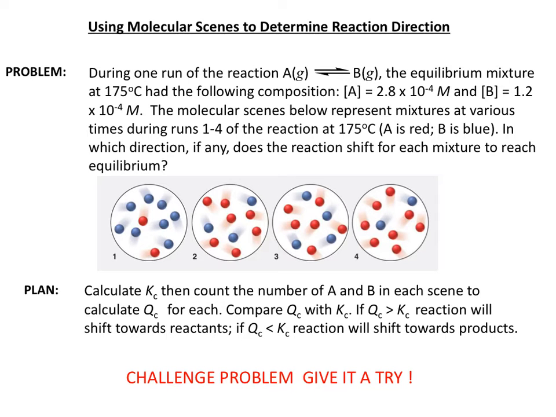Okay, so this is a problem now where we're going to actually treat it quantitatively, and we're going to use these molecular scenes or these particulate diagrams and translate those into a data table. And then analyze for the value of Q, compare it to K, and predict which direction the equilibrium should shift in order to achieve equilibrium. So what we're going to have to do is go on the next slide and write out this whole thing.